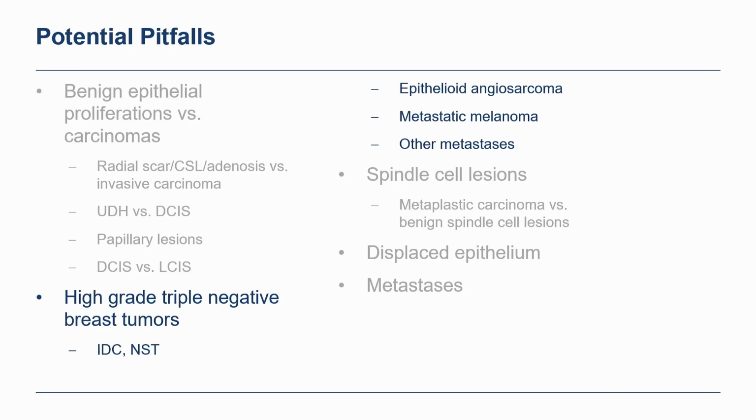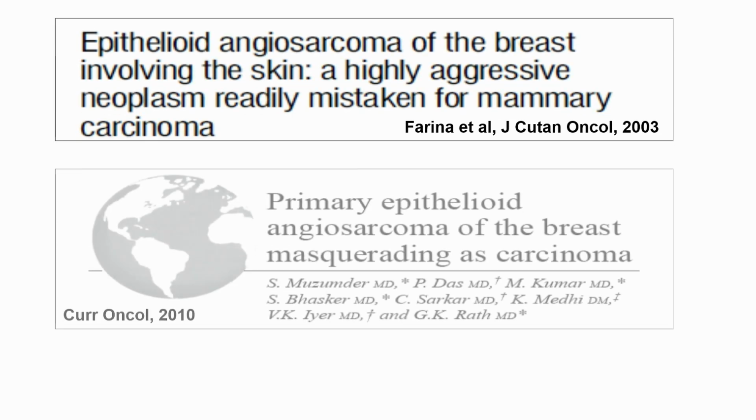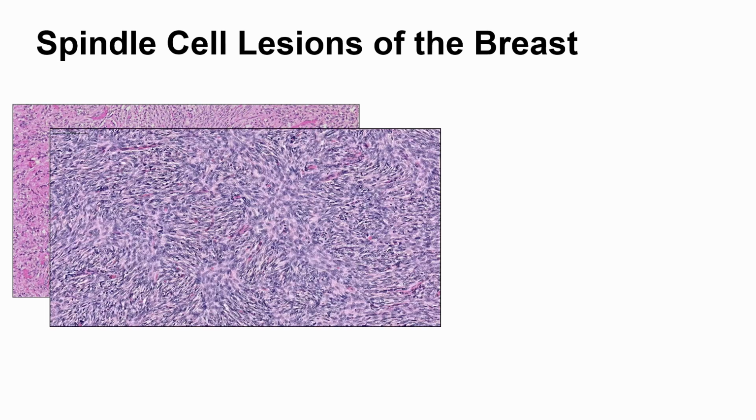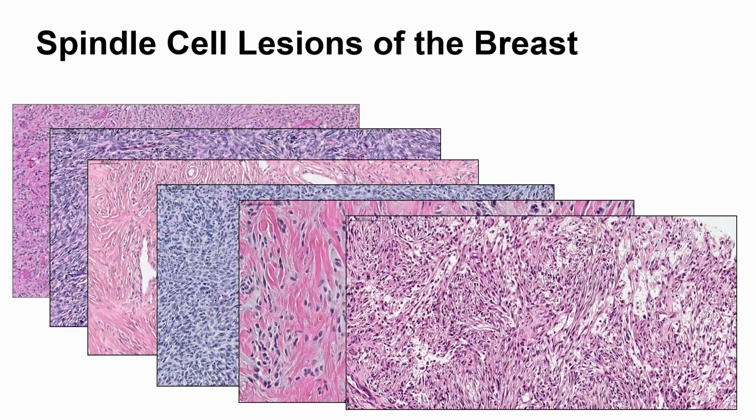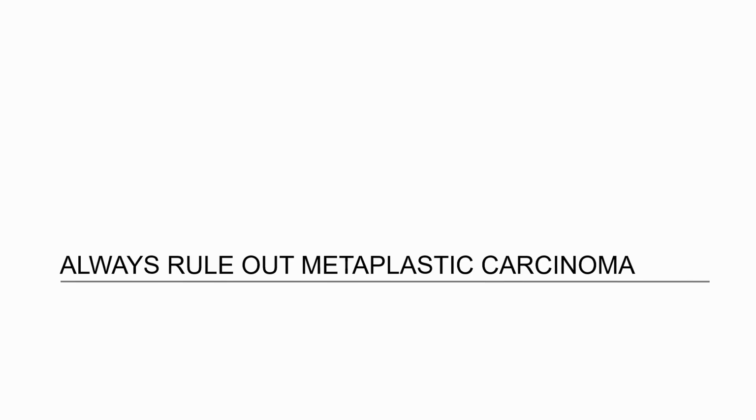Just touch on a couple of high-grade triple-negative cancers. You've heard about all the pitfalls already, just to illustrate how similar carcinomas and epithelioid angiosarcomas can look. And these can be very readily mistaken for mammary carcinoma, as these case reports show. Spindle cell lesions, the varieties are legion, and here's just a table or a list for your handout that shows all the different spindle cell lesions, those that have bland spindle cells, those that have atypical spindle cells. And I think the point here is that you always need to rule out metaplastic carcinoma in these cases.